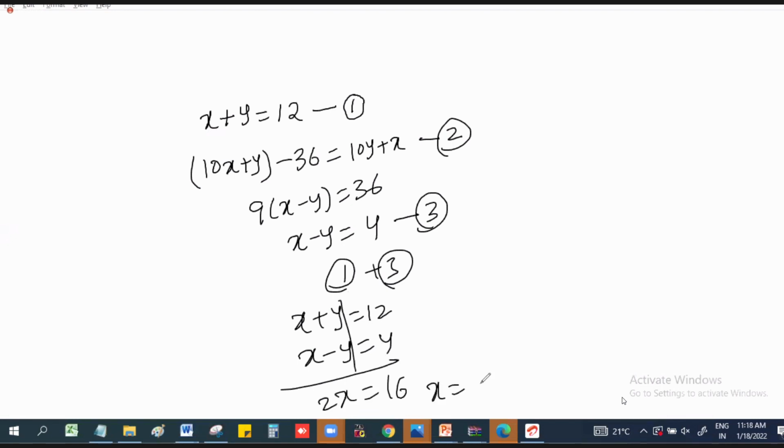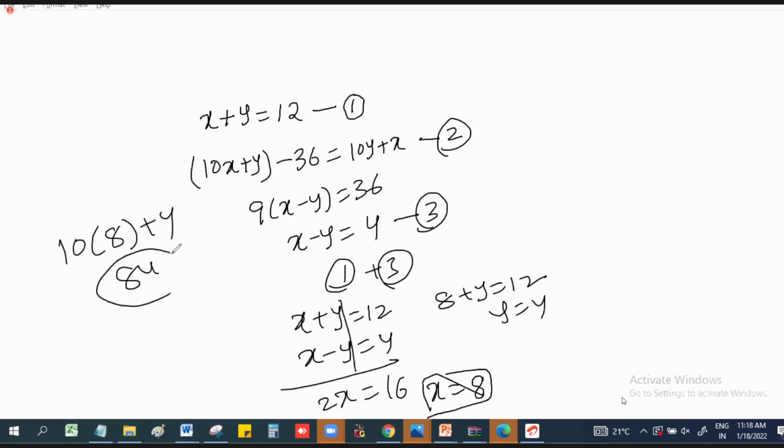Then x equals what? Then x equals 8. When x equals 8, if you substitute here, 8 plus y equals 12, then y equals 4. Then the 2-digit number is 10 into 8 plus 4, your answer is 84. So what is the 2-digit number? 84 is the 2-digit number. Understood, everybody?